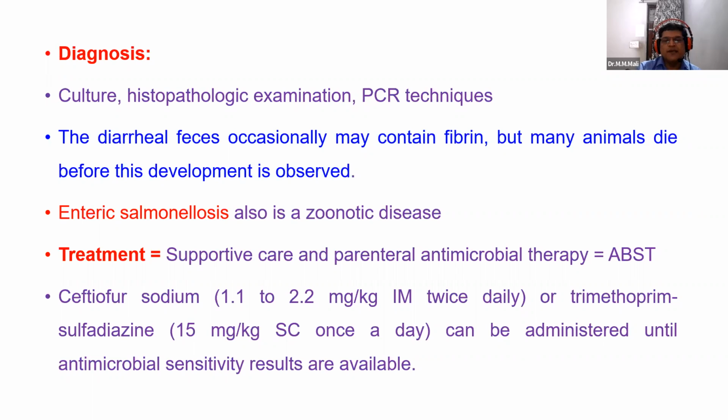Treatment: supportive care and parenteral administration of antimicrobial therapy after having the results of the antibiotic sensitivity test, that is ABST. However, ceftiofur sodium at the dose rate of 1.1 to 2 milligram per kg intramuscularly twice daily, or trimethoprim sulfadiazine at the dose rate of 15 milligram per kg subcutaneously, intramuscularly or intravenously only once a day can be administered until antimicrobial sensitivity test results are available. So at the beginning, we can use this sodium or trimethoprim combination to control the diarrhea due to salmonellosis in field conditions.